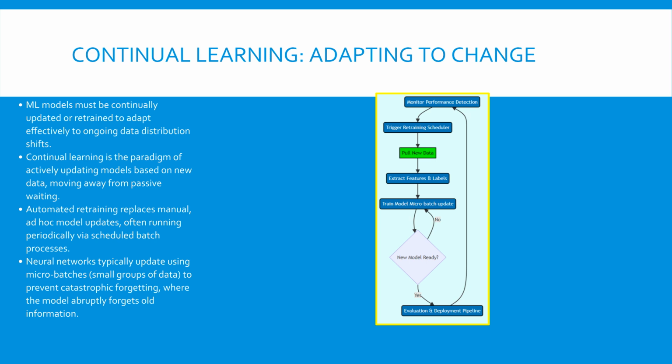What have we learned about continual learning? It is the practice of frequently updating models, often automatically, to counter data shifts, and microbatches are used for complex models like neural networks to avoid forgetting old information.